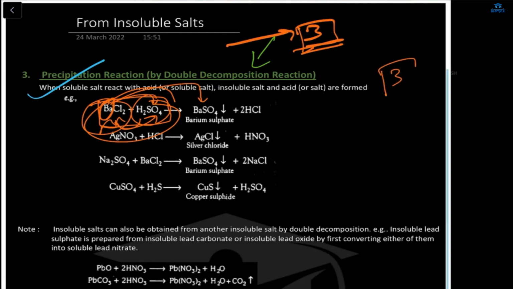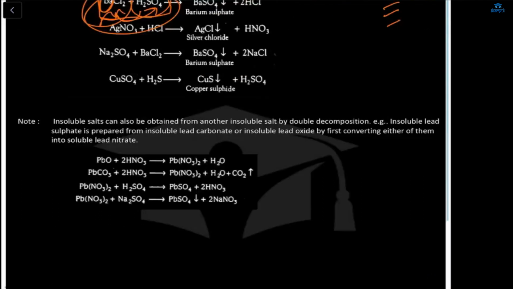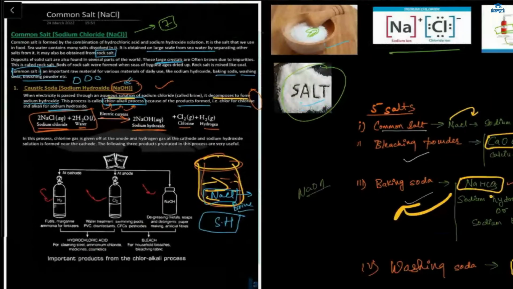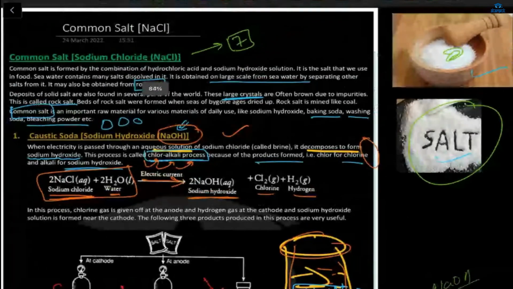There were also three processes, one from insoluble and soluble, and three from sulfides, bisulfides, sulfides, and one more was also there. Okay, so you have to learn all these. I will listen in the next class. Okay, ma'am. This also we discussed, right?